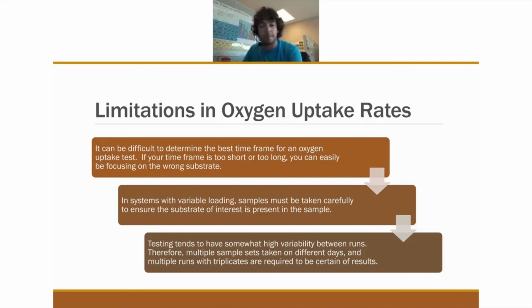In systems with variable loading, you need to be very careful with these tests. We've done a lot of research studies with oxygen uptake, and you have to be real careful about collecting samples because you want to have a high concentration of substrate. For example, protein.